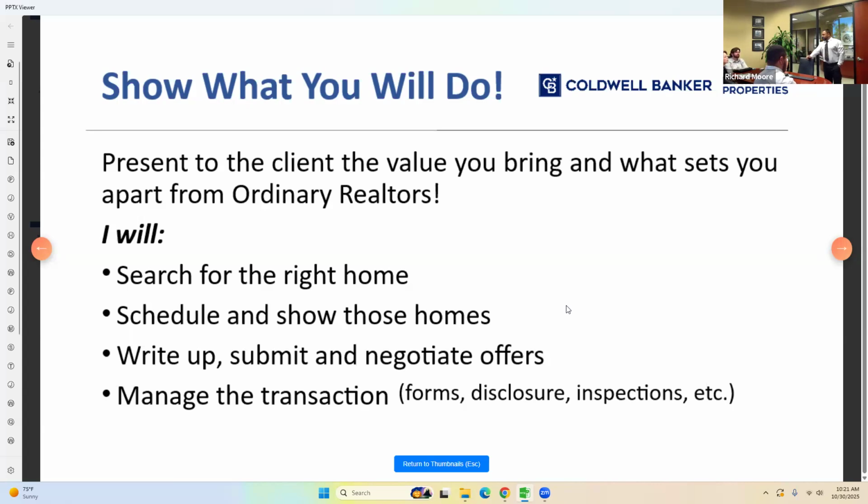I'm not delegating it to somebody else. But it's going to get to a point where you're going to have 10 buyers, 5 listings, whatever it is, where you're going to need a transaction coordinator. But for right now, you don't need one.